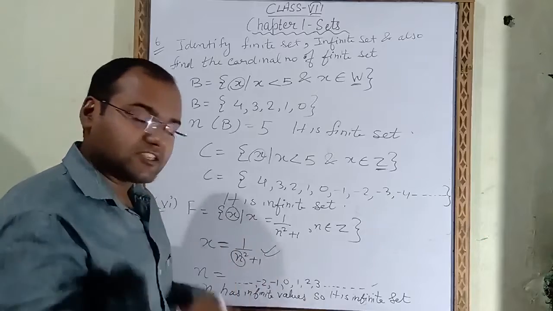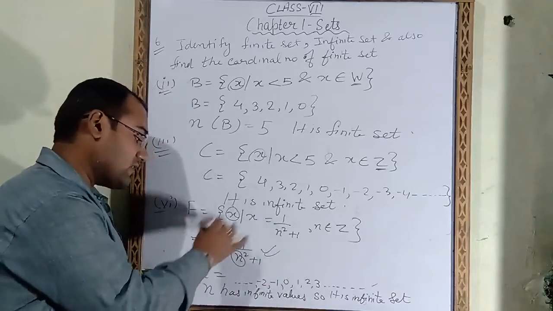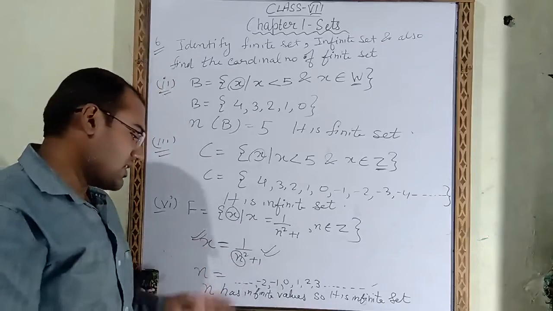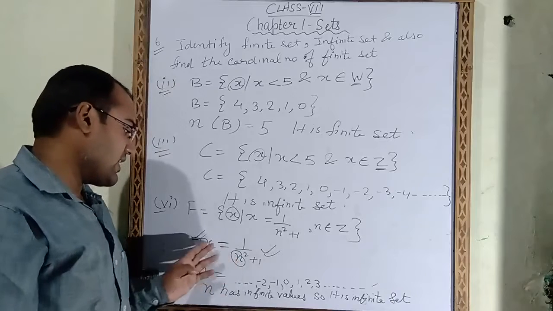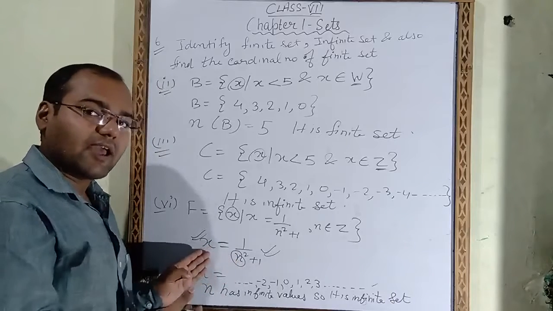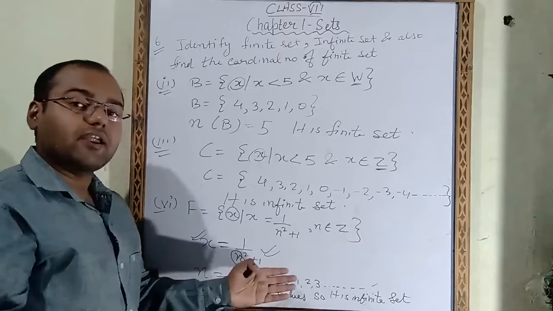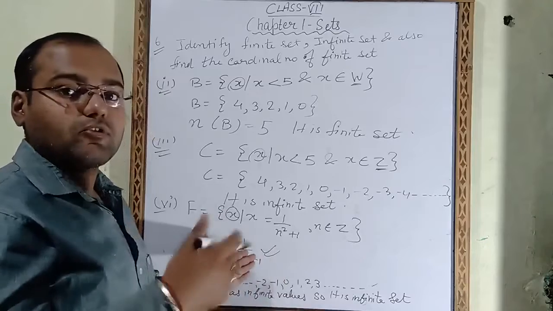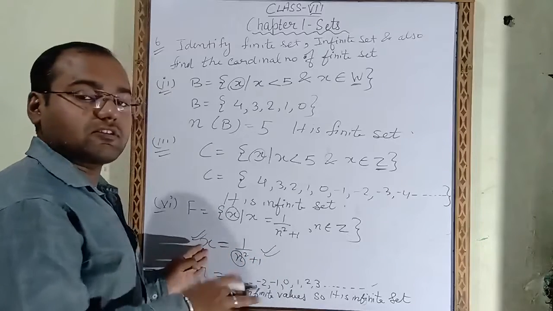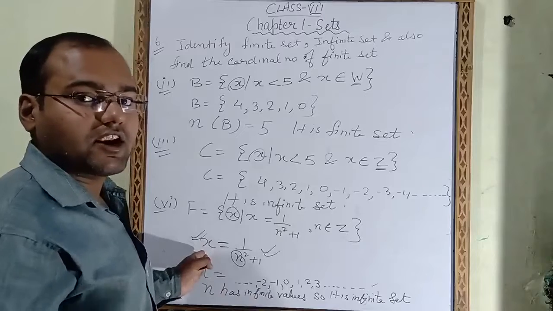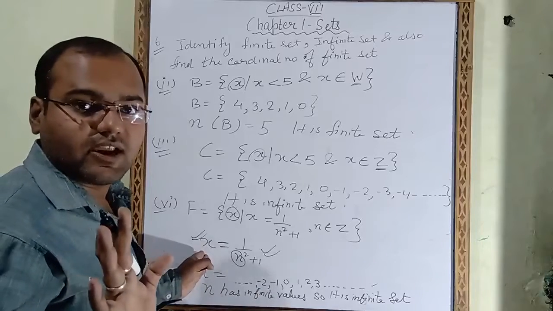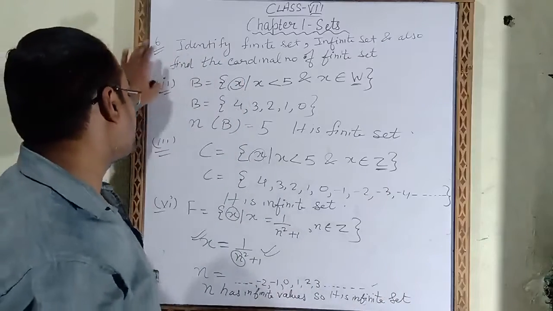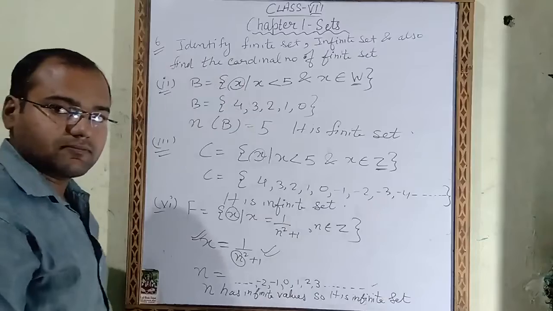When we put those infinite values in this formula, the answers of x will also be infinite. If we put one value, we will get one answer. If we put two values, we will get two answers of x. And the values of n are infinite, that means we don't know how many n values are there. We will keep on putting the values and we will keep getting answers of x. That means we don't know how many answers we will get. So that means it is an infinite set. So like this you have to do question number 6.